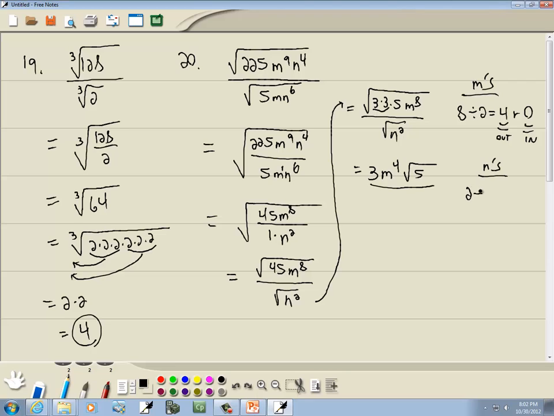Our power is 2. Divide by our index, which is 2. That gives us 1 with a remainder of 0. This is how many come out. So we have 1 n come out. And this is how many stay in. So we have 0 n stay in. So we have 1 n come out. And that's our answer.